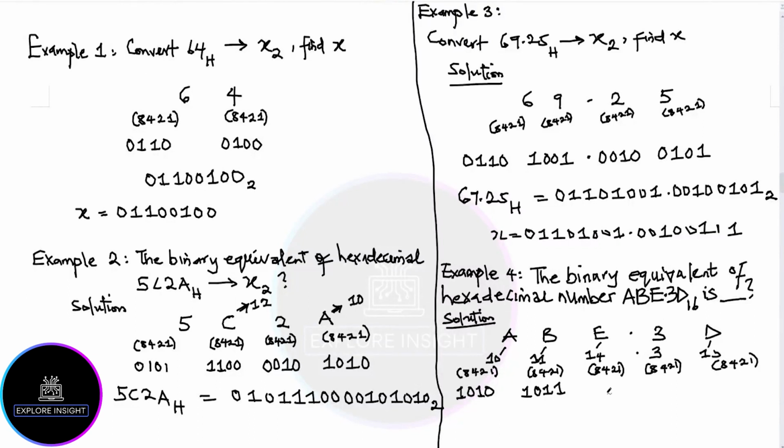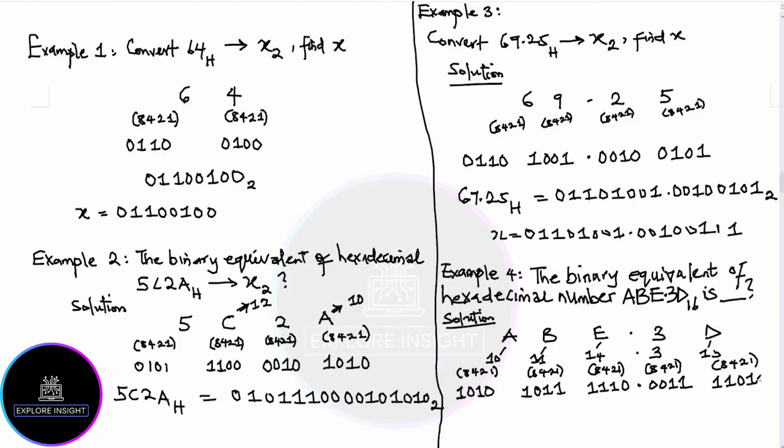Now let's move over to E. E is 14. The summation of 14 will be 8, 4, and 2. So 8, 4, 2 will be turned on, while 1 will be turned off. So we have 1, 1, 1, 0. Remember to put the dots. And for 3, we have 2 and 1. 8 and 4 will be 0, whereas 2 and 1 will be 1. And for 13, we'll have the summation of 8, 4, and 1. So 2 will be turned off. So we have 1, 1, 0, 1.